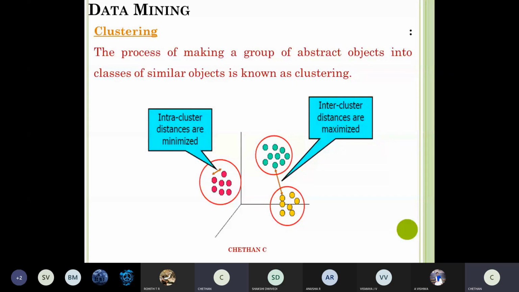When you have a substantial number of data points situated in a particular area, that you call a cluster. You can group those things as a particular cluster. The process of making a group of abstract objects into classes of similar objects is known as clustering.